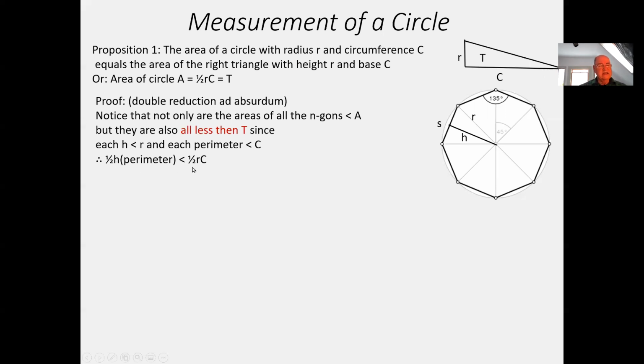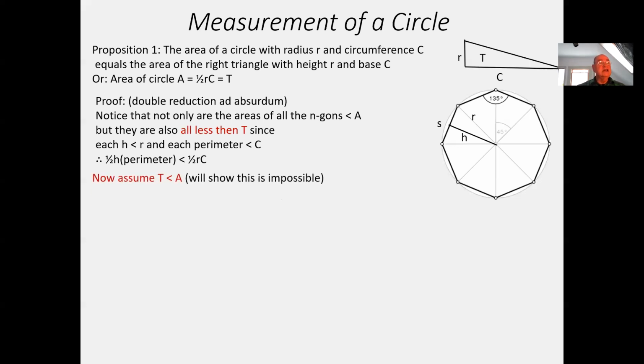But isn't every single height less than the radius? Isn't every single height less than the radius all the way out? And isn't every single perimeter less than the circumference? So this number is less than this number, and this number is less than this number. And certainly 1/2 of the product is less than 1/2 of that product. Every single area of the n-gon is also less than that triangle. And that's what he needs. He needs that fact and the fact that we can get closer and closer to show that it cannot be the case that the triangle can be less than the area of the circle.